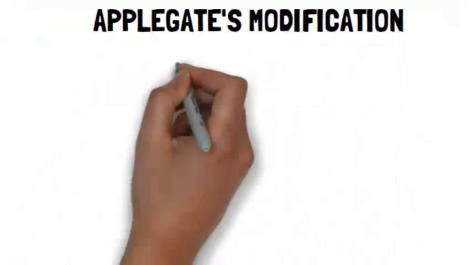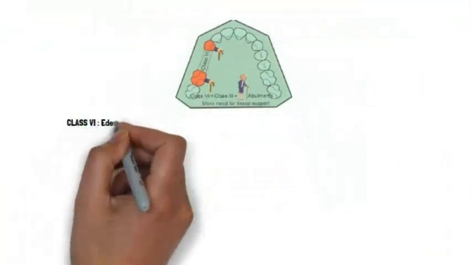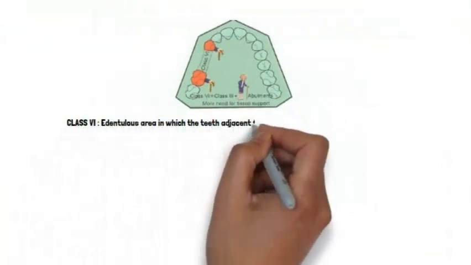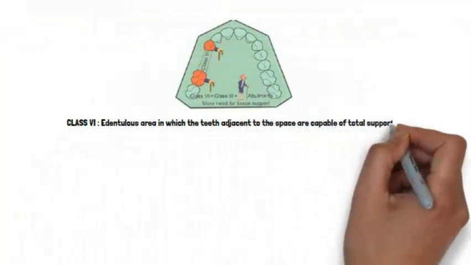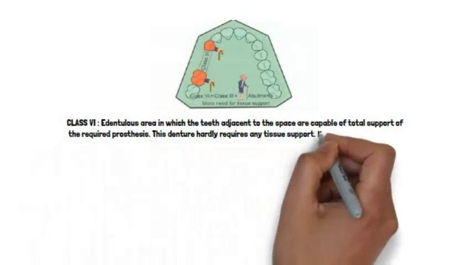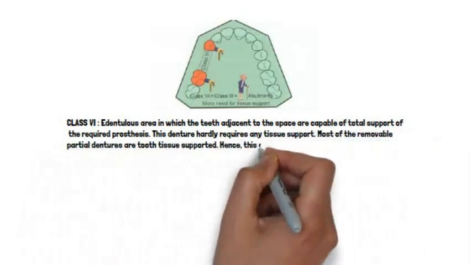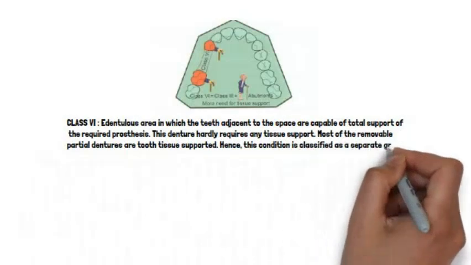Class 6: edentulous area in which the teeth adjacent to the space are capable of total support of the required prosthesis. This denture hardly requires any tissue support. Most removable partial dentures are tooth tissue supported. Hence, this condition is classified as a separate group.